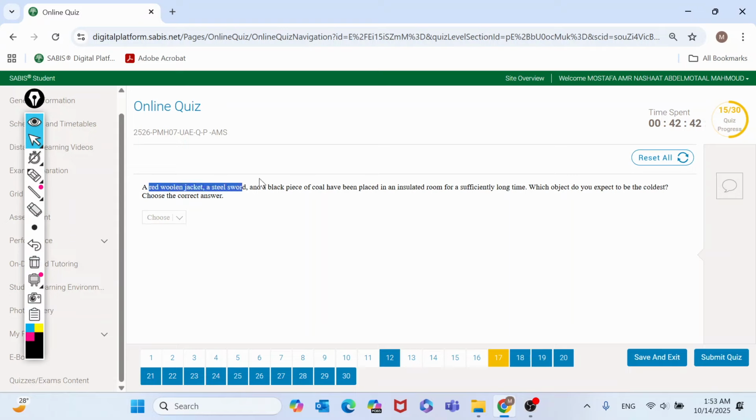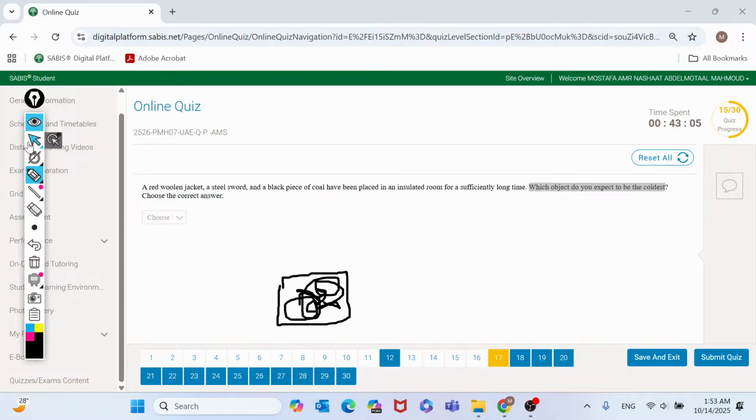A red woolen jacket, a steel sword, and a black piece of coal have been placed in an insulated room for a sufficiently long time. Which object would be the coldest? If they've been placed in a room for a sufficiently long time, then they'd all be at the temperature of the room. The heat transferred from the hot stuff to the cold stuff, and the heat would just move around the room. It's all going to be equal at the end, so they all have the same temperature. They're all at thermal equilibrium.